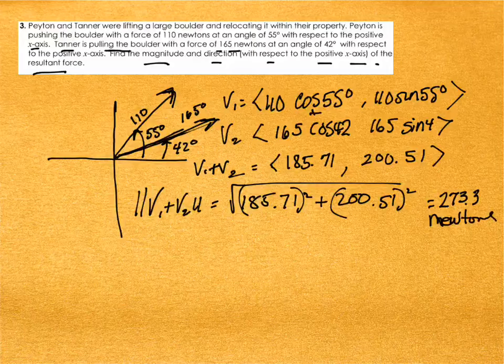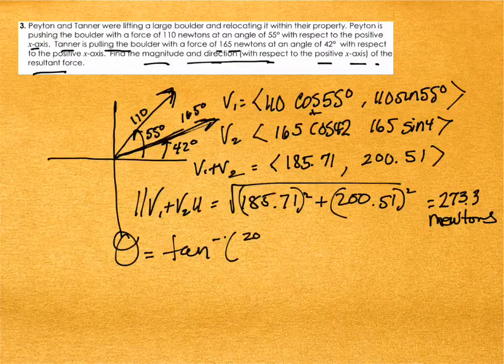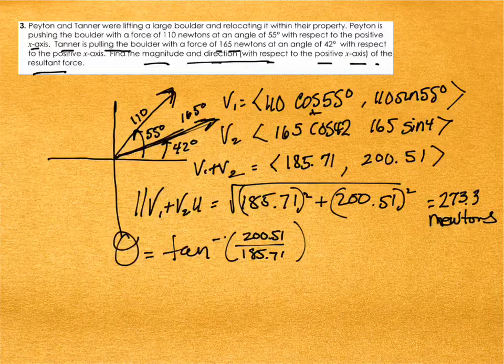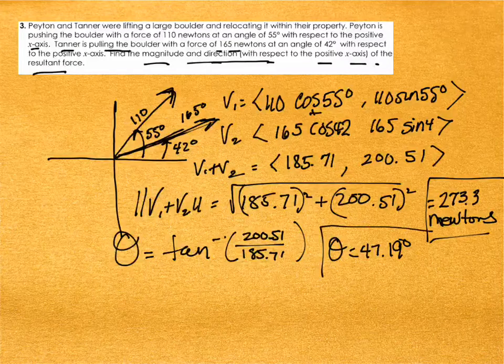Okay. And then it wants the directional angle. So theta is inverse tan of 200.51 over 185.71. So if you put that in your calculator, you should get 47.19 degrees. So theta equals 47.19 degrees. So there's the magnitude and there's the direction.